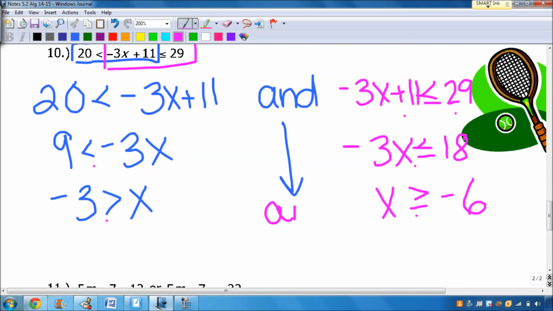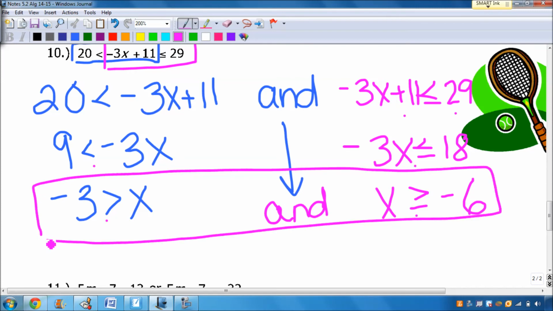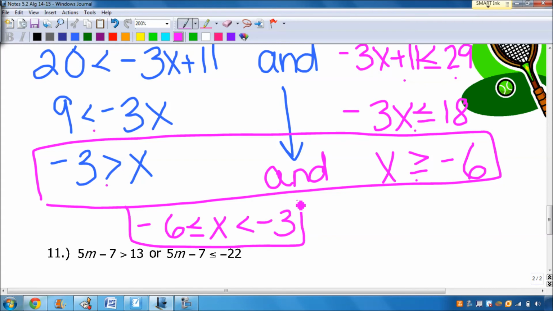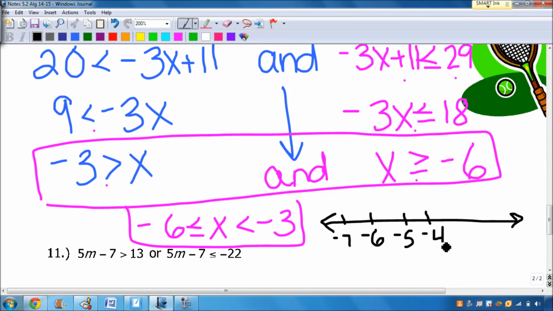Your final answer requires the word "and" in it, or you could write it out as a full one compound inequality mixed together. So I could say -6 is less than or equal to x is less than -3. Okay, either one of these is perfectly acceptable as an answer. Now what I need to do is I need to graph out my number line. Okay, so my smallest number is -6, so I'll start at -7. My largest number is -3, so I'll stop at -2.